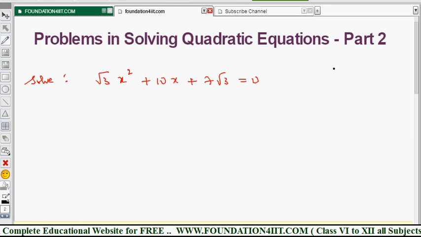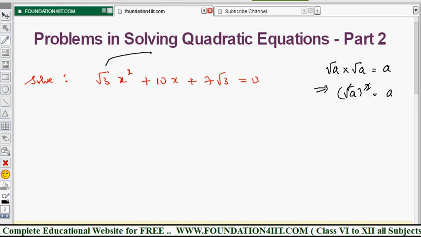First, before solving, we need to know one simple rule, that is root a into root a. Square root of a into square root of a is a, because we can write it as square root of a whole square. Square and root cancel, so you get a only. So root 2 into root 2 is 2, root 3 into root 3 is 3. Remember that property. Now the x square coefficient is root 3 and the constant is 7 root 3.